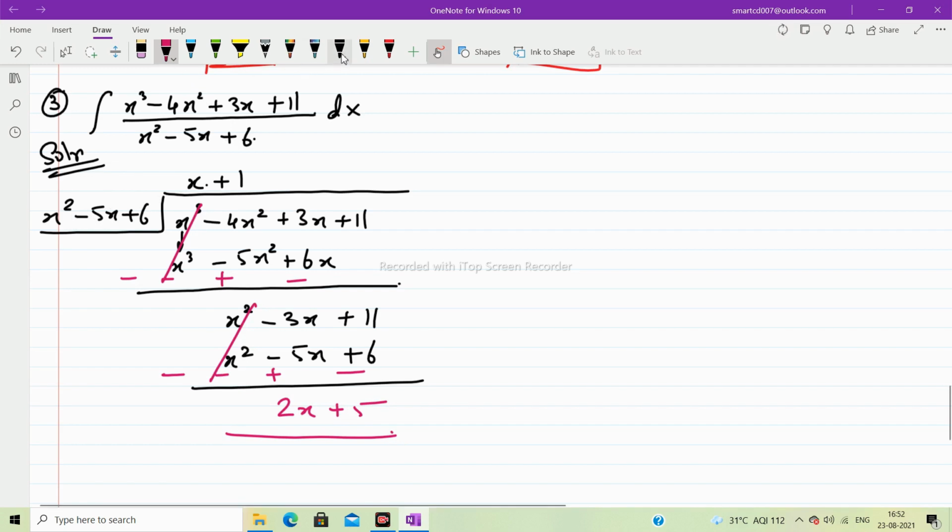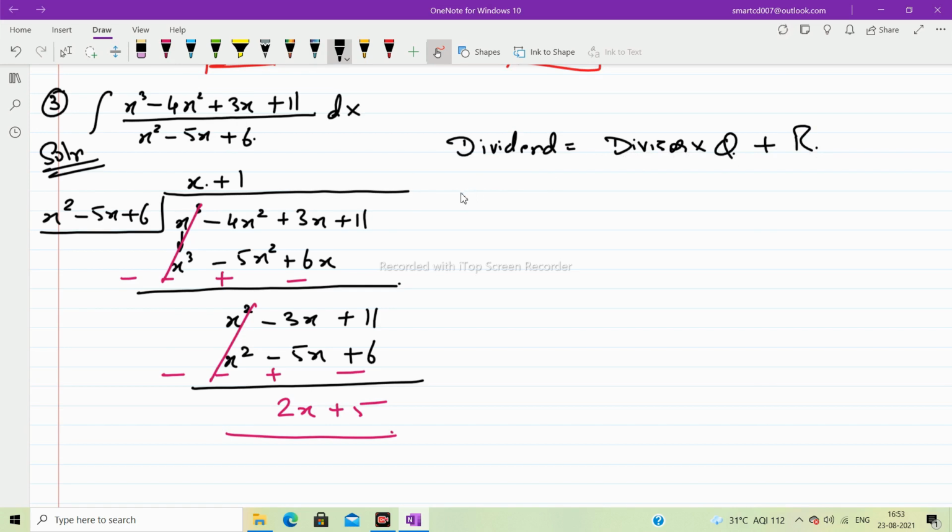So now what happens is, the reason we did this was, now we know the formula from school, that is dividend is equal to divisor into quotient plus remainder. So if I use that formula, I'll have x cube minus 4x square plus 3x plus 11, so we'll use that upon later. So I'll just take the dividend. So dividend is x cube minus 4x square plus 3x plus 11 equal to divisor, which is x square minus 5x plus 6, into quotient, which is x plus 1, plus remainder, which is 2x plus 5.